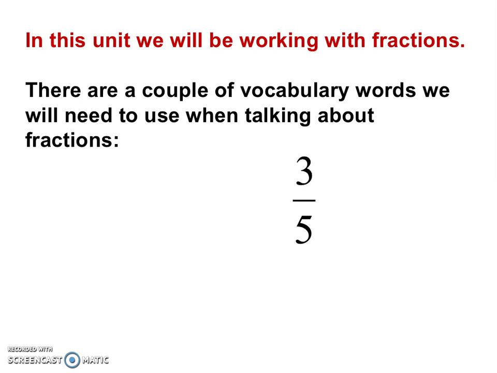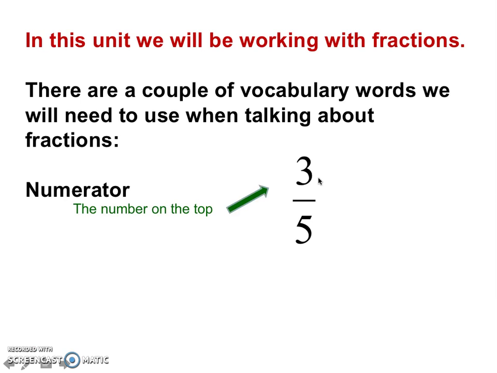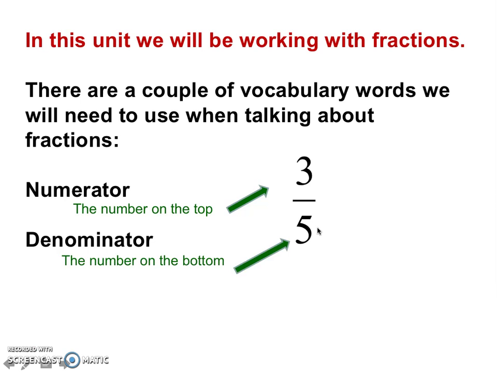If I have this fraction right here, I've got 3/5. Alright? The 3 is the numerator, that's the number on top. And then the 5 would be the denominator, the number on the bottom. Alright, so numerator is the top, denominator is the bottom.